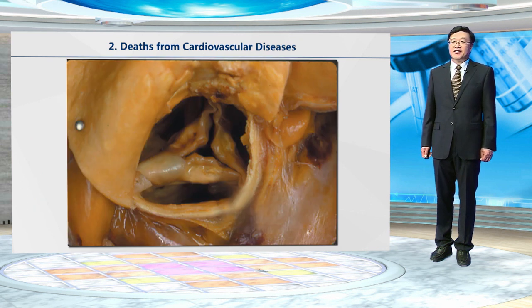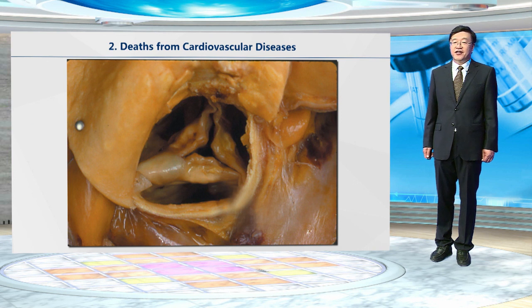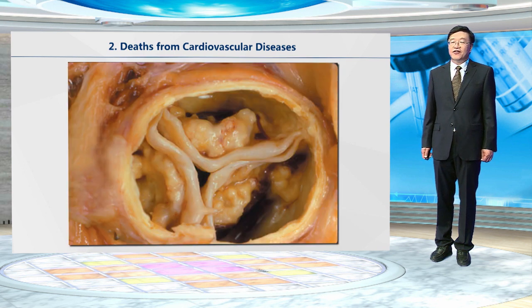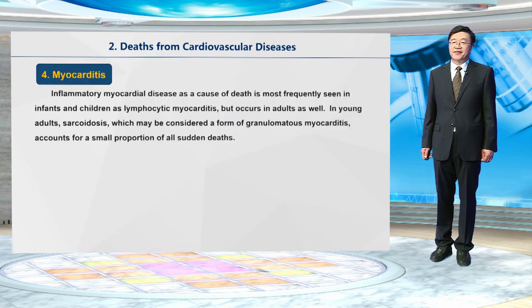Here is the aortic stenosis, nodular calcific type. There are nodular masses distorting the valve leaflets. Here is the mitral valve prolapse.